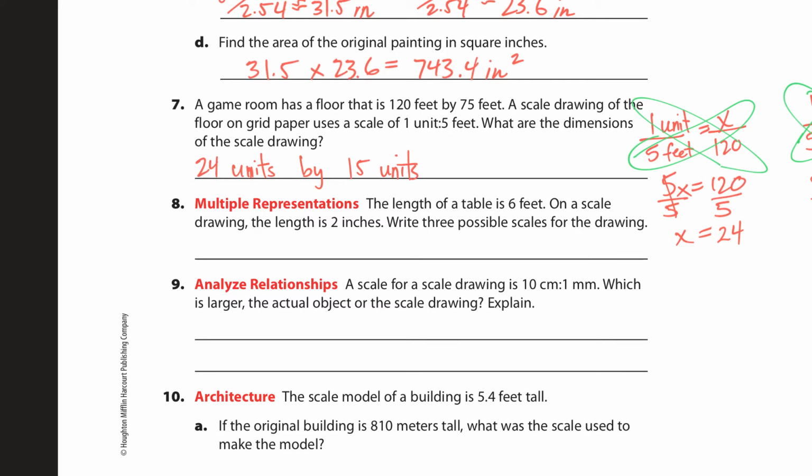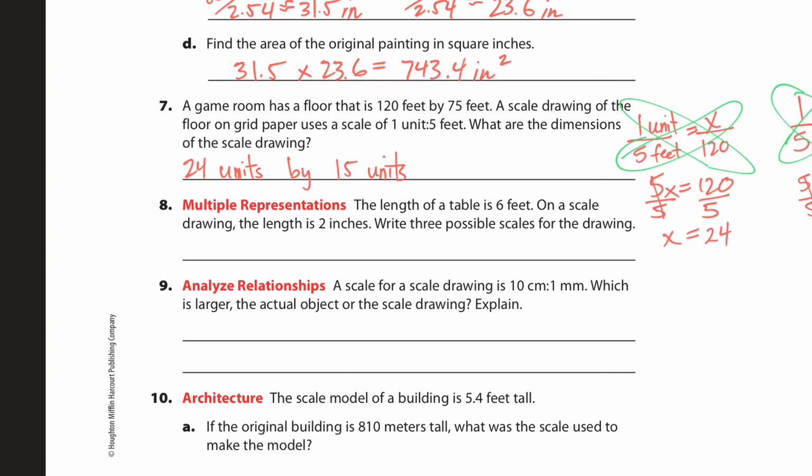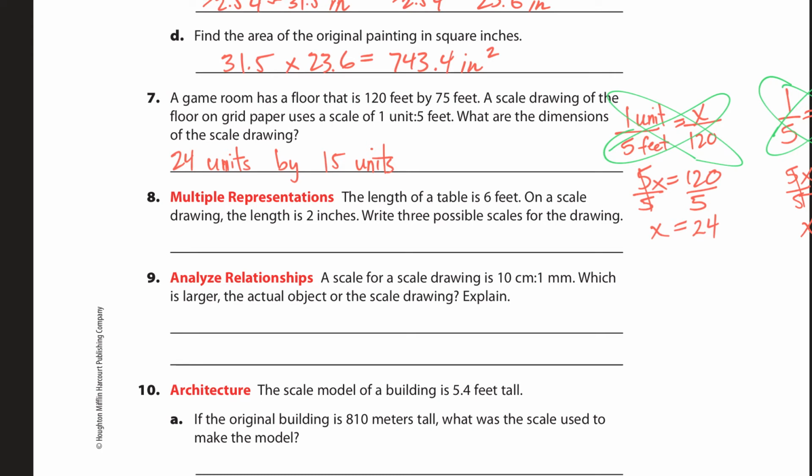Okay. Next, multiple representations. The length of a table is 6 feet. On a scale drawing, the length is 2 inches. Write 3 possible scales for the drawing. Well, one of them is given to us. It would be 2 inches is 6 feet.